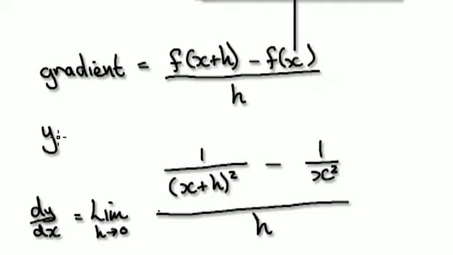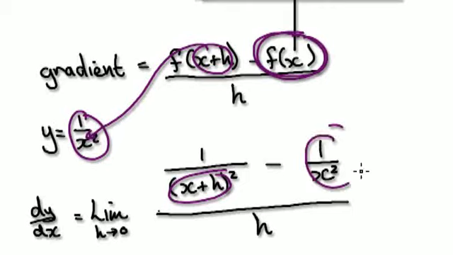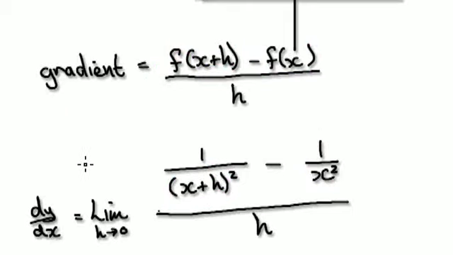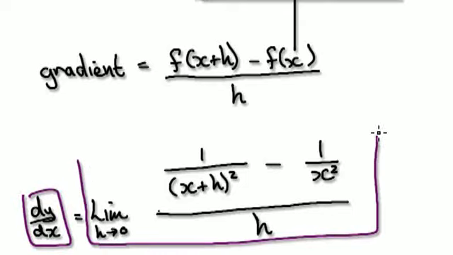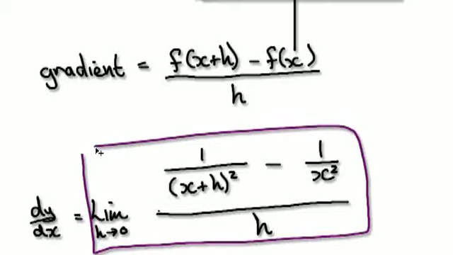Remember that our equation was positive 1 over x squared. So when you put x plus h into this x here, it would look like this. Then you take away the original function, which is this here. The true gradient really boils down to working out the limit of this whole thing.